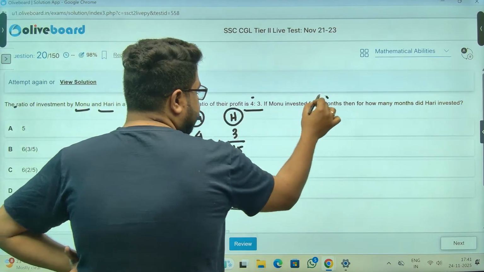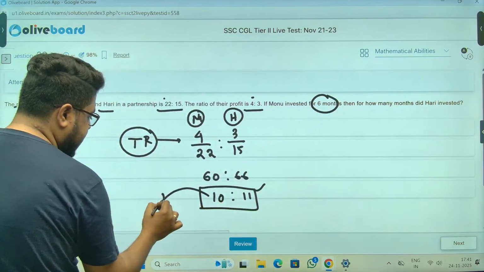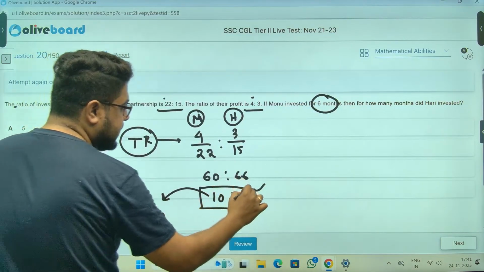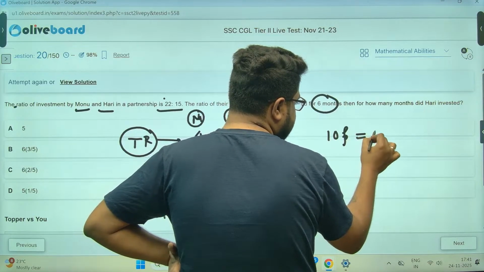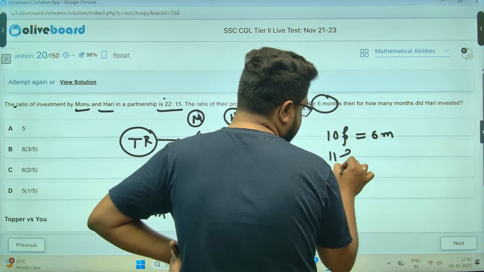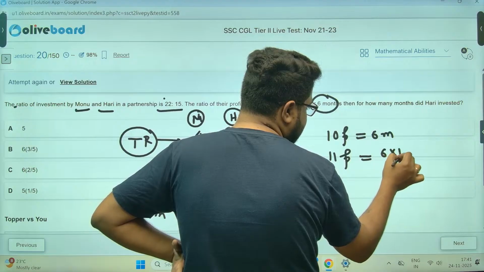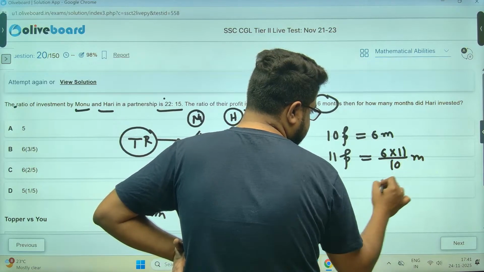Monu invested for 6 months. So this 10 parts is 6 months. So they are asking the value of these 11 parts. So 10 parts is equal to 6 months. So 11 parts will be 6 into 11 by 10 months, 66 by 10.